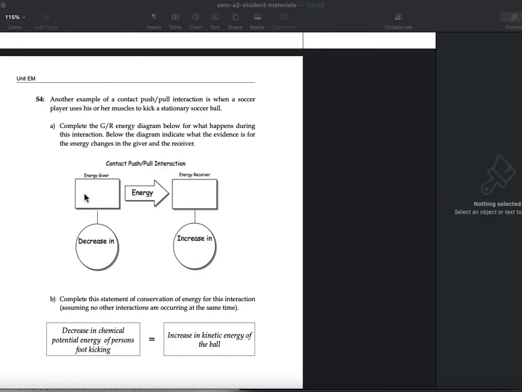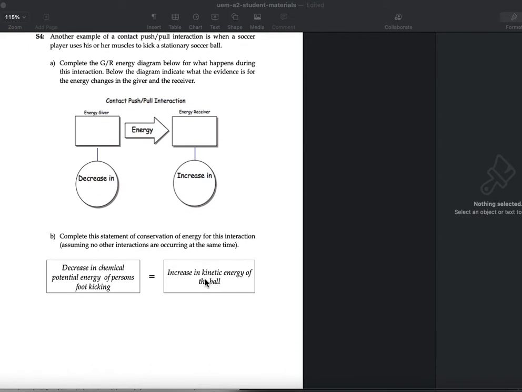So for this section, for the energy giver, I would have to say the person's muscles or leg that kicked the ball. That's what I would put right here. And because he kicks the ball, he decreases in chemical, I have written down the specific name, the chemical potential energy. And then that energy is taken and given to the energy receiver, which is the soccer ball that was stationary. And the soccer ball itself increases, and here I put in kinetic energy.